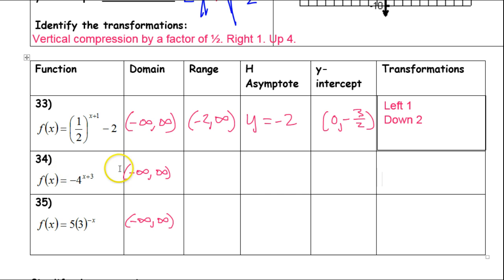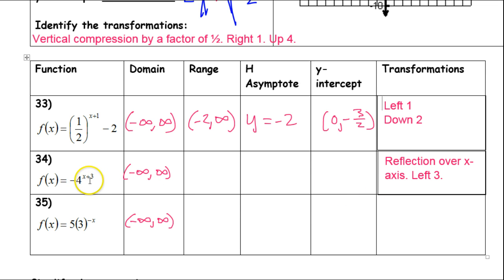Looking at number 34, there is no vertical shift. But notice this negative sign in front. That has the effect of giving us a reflection over the x-axis. So while we're at it, we might as well write down those transformations. So reflection over the x-axis, and also left 3 because of the plus 3.